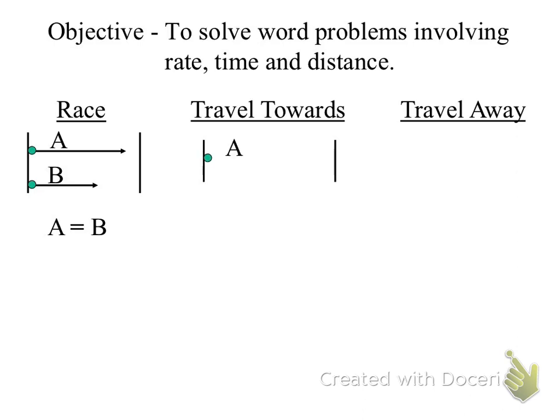One's going faster, one's going slower. They might travel different distances, but the distance of A plus the distance of B is equal to a total distance of C.